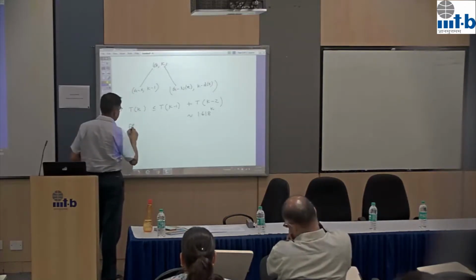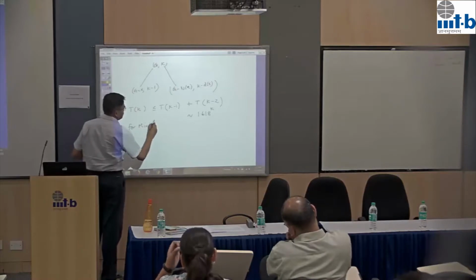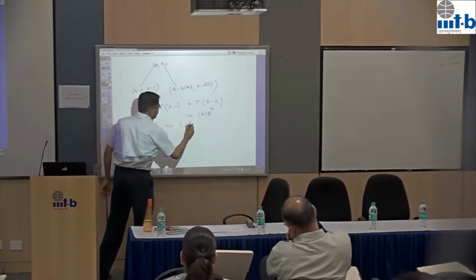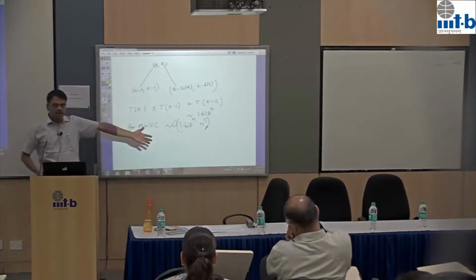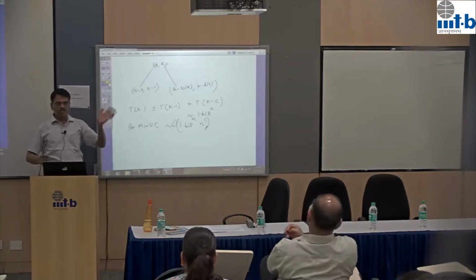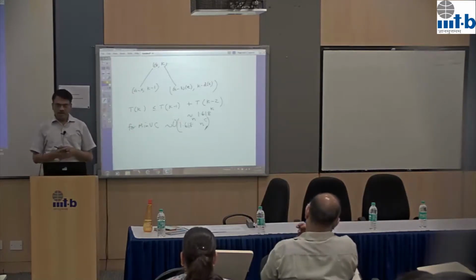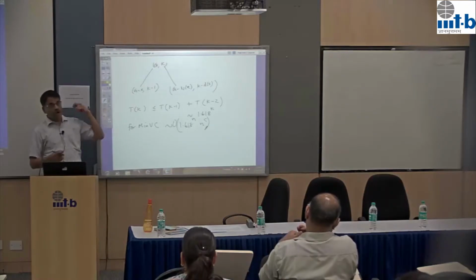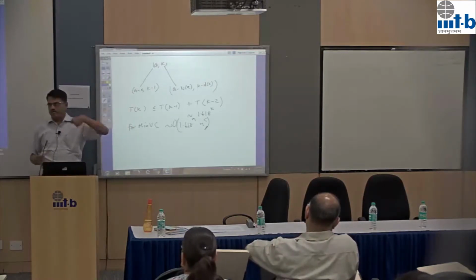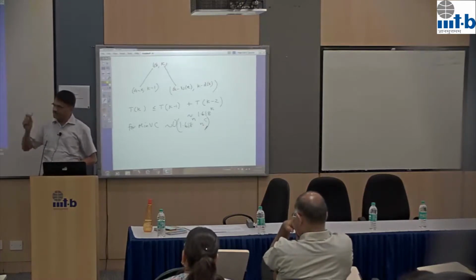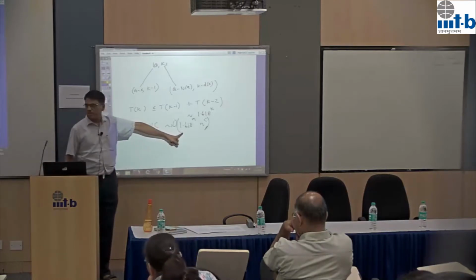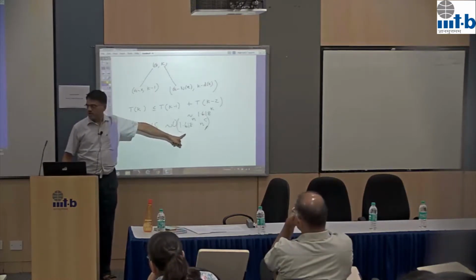I'll just say for minimum vertex cover, we have something like 1.618 to the power n times some polynomial term. Okay? Big improvement from 2 power n, which we started off with. And if I use my best known parameterized algorithm, which I said has complexity 1.28 power k, and try it for every value of k, I can improve this base to even much smaller than what I have written down here.